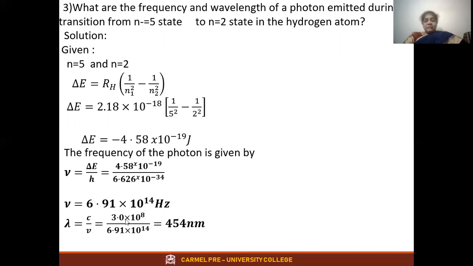Okay. Next is lambda. Lambda is equal to C by mu, which is equal to 3 into 10 power 8 divided by 6.91 into 10 power 14. That is mu, the frequency. So the final answer will be 454 nanometers. Okay, so this problem is very important, students. Just take down this, try solving this. Any doubt, again I'll repeat, you can ask us later.